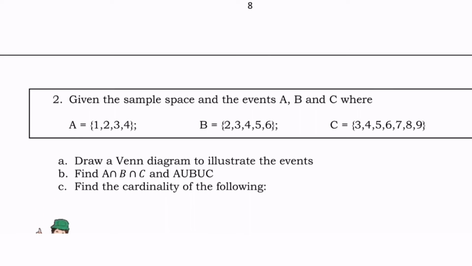Number 2. Given the sample space and the events A, B, and C, where A is 1, 2, 3, 4, B is 2, 3, 4, 5, 6, C is 3, 4, 5, 6, 7, 8, 9. A. Draw a Venn diagram to illustrate the events. B. Find A intersection B intersection C, and A union B union C. C. Find the cardinality of the following.